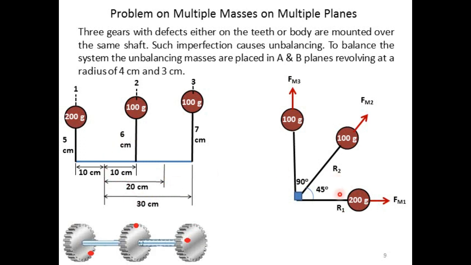Other very important information is the angular position. So the angular position of each of the gears is known. If we take gear 1 as horizontal, then the unbalanced mass on gear 2 is at an angle of 45 degree with respect to horizontal, and the angular position of mass 3, which is 100 gram, is at 90 degree with respect to the horizontal axis.